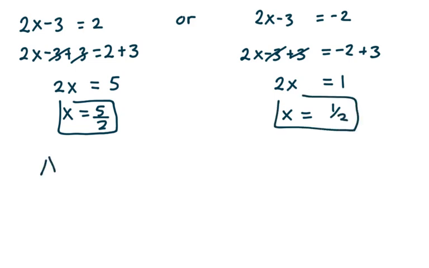So the answer to example 5 is the set containing the solutions 5 halves and 1 half. And that's example 5. Let's take a look at example 6.